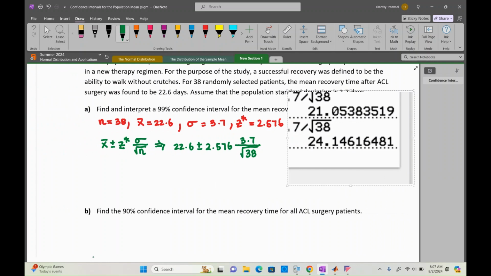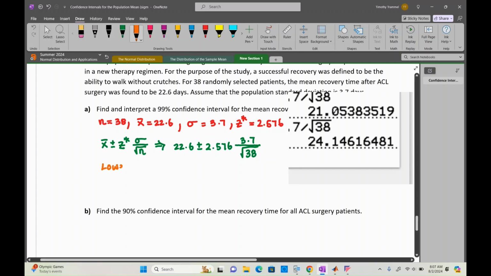Okay. So yeah, our lower bound. Okay, so for that lower bound, let's go ahead and just round it to one decimal place. So I'm going to say 21.1 days. And for the upper bound here, I'm going to say 24.1 days. There we go.